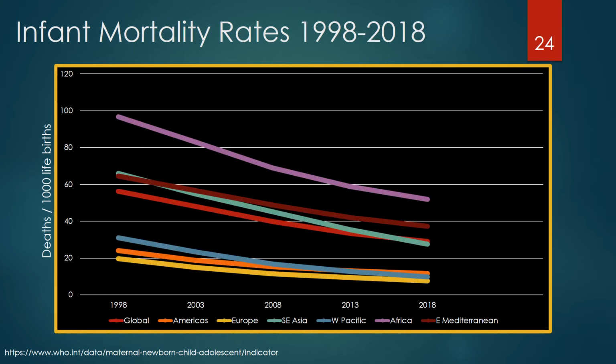This graph shows the trends in IMR from 1998 to 2018. Global health strategies have obviously been working, with declines noted in all regions globally. The Western Pacific region bypassed the Americas between 2008 and 2013.